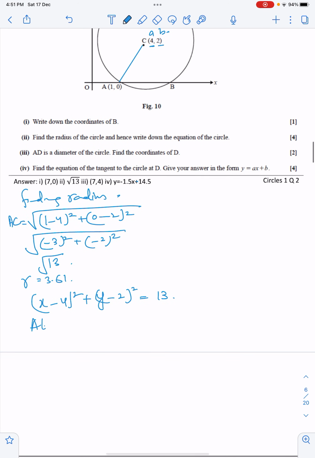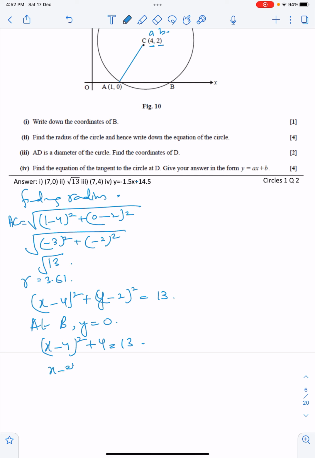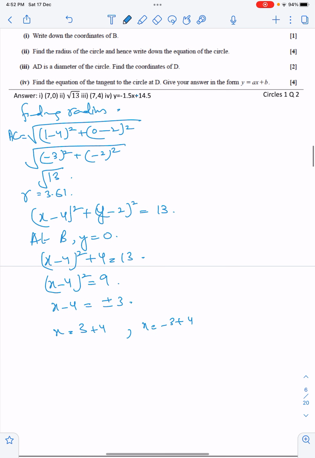At B, y equals 0. So I'm going to make y equal to 0. 0 minus 2 is minus 2, squared is 4. So (x minus 4) the whole square plus 4 equals 13. (x minus 4) the whole square equals 13 minus 4, which is 9. Square root of both sides. x minus 4 equals plus or minus 3. x equals positive 3 plus 4, and x equals negative 3 plus 4. x equals 7 and x equals 1.